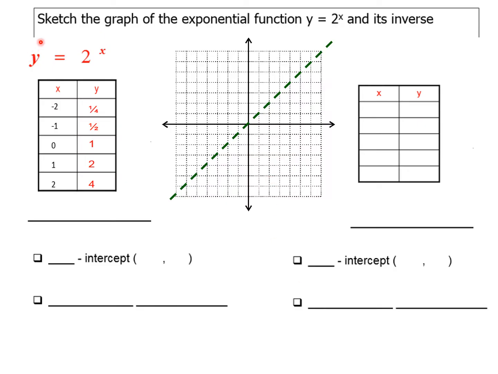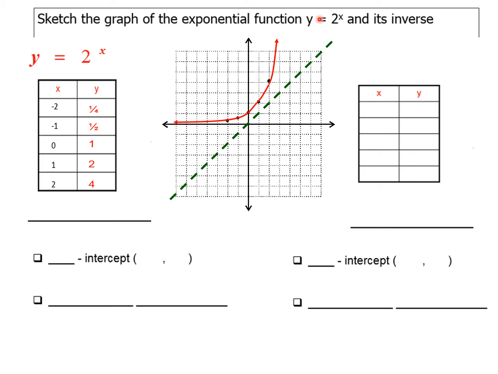So what we're going to do now is sketch the graph of the exponential function, 2 to the x power and its inverse. We carried over the graph that we had from the previous slide. So we're going to go ahead and graph these points. -2 and 1/4. -1 and 1/2. 0, 1. 1, 2. And 2, 4. Okay? So we get this exponential curve right here.